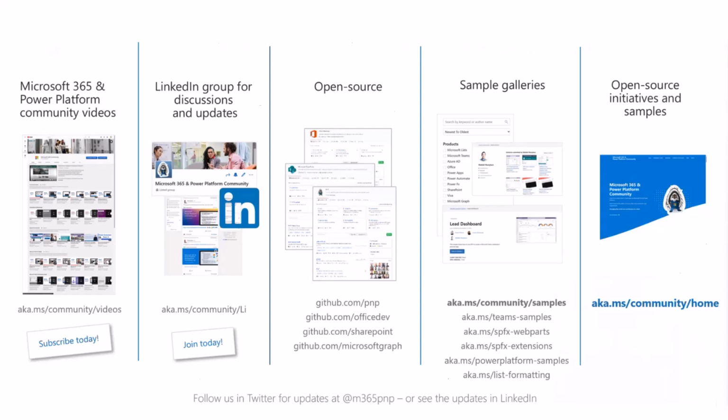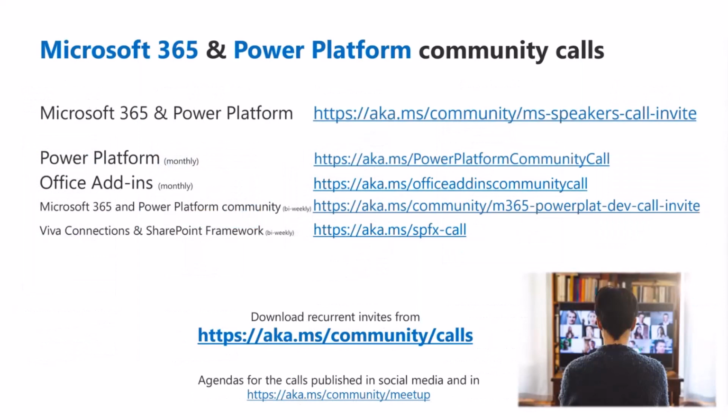As mentioned, we have quite a few of these community calls. So this is the Tuesday, 8 a.m. Pacific time community call. On top of this, we have our 7 a.m. every single Thursday series, which is either the Microsoft 365 Power Platform community call or the Viva Connections SharePoint Framework bi-weekly calls. On top of those, we have the Power Platform monthly community calls and the Office Add-in monthly community call.